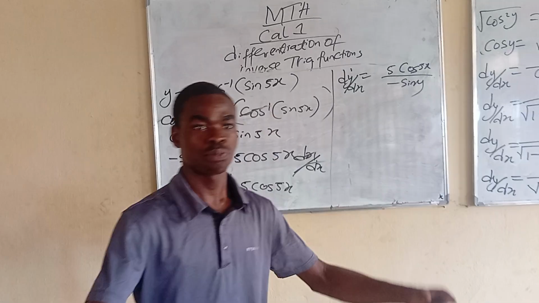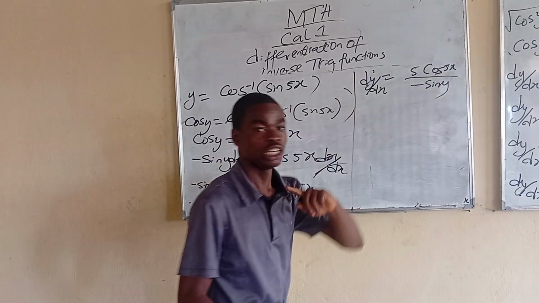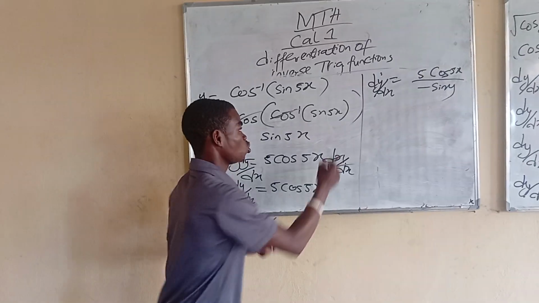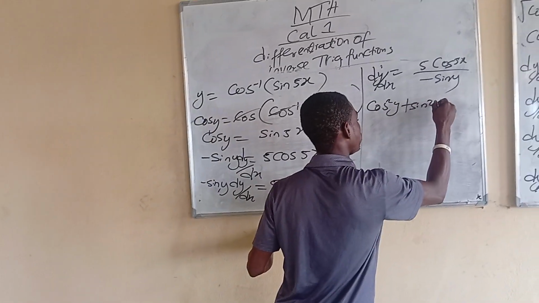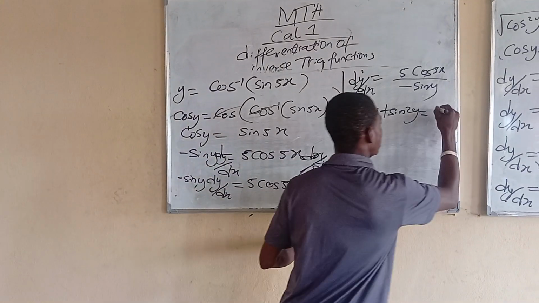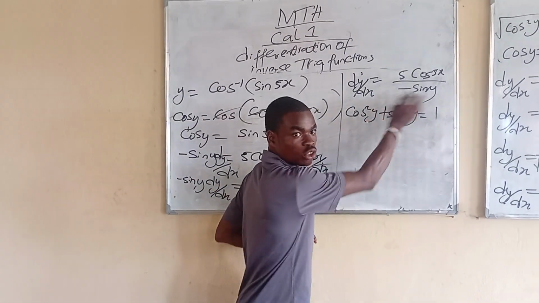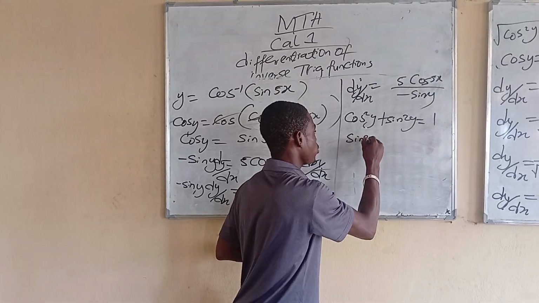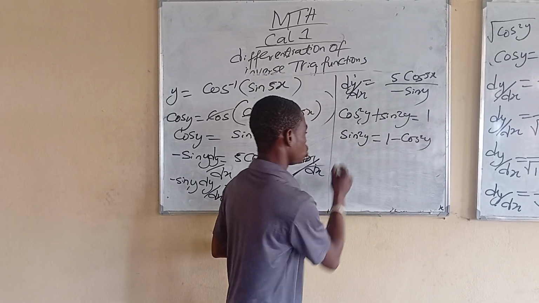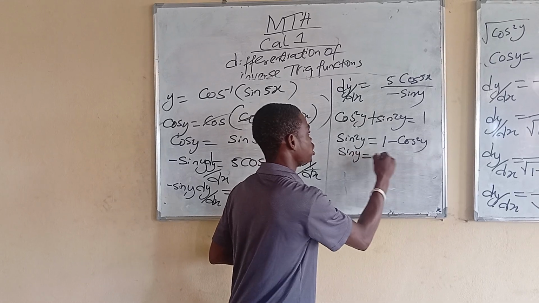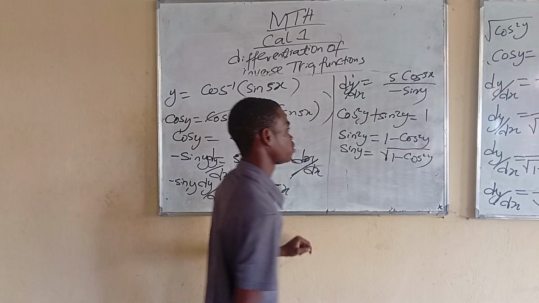But we are expressing the answer in terms of what? X. Now this is y here. We need to get rid of the y. So remember, cos squared y plus sine squared y equals what? 1. So how do we get sine y? So bring this over here. So sine squared y equals 1 minus cos squared y. So your sine y equals what? Square root of 1 minus cos squared y.